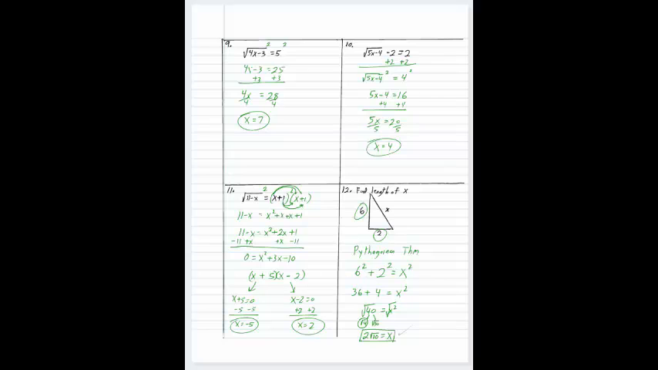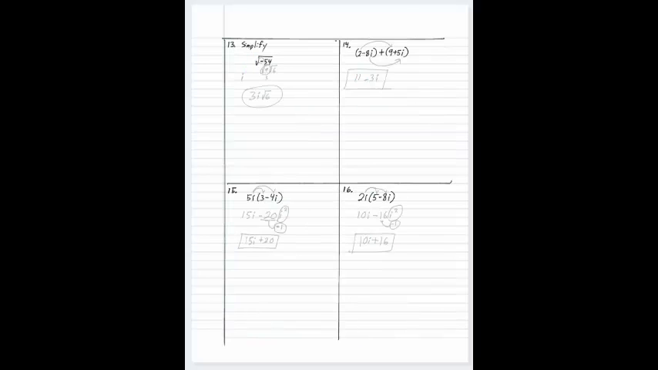For number 13, we would like to simplify. Well, any negative in the square root just means i, so i is coming out. And two numbers that multiply to make 54 are 9 and 6. Well, 9 is a perfect square, it's 3. So in the end, our answer is 3i square root 6.